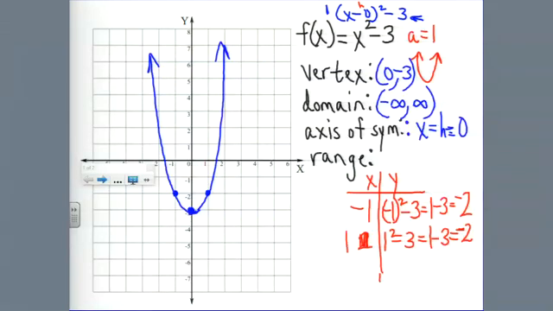Let's look at another parabola that we need to not only graph. Oh, before we look at the next example, we need to find the range. The range is where the y values start and where they end. So the y value starts here at negative 3 with brackets, and the graph keeps shooting up toward positive infinity. So that's your range for this particular parabola.